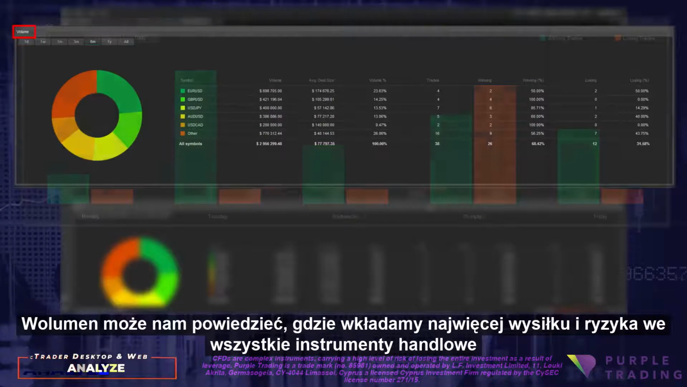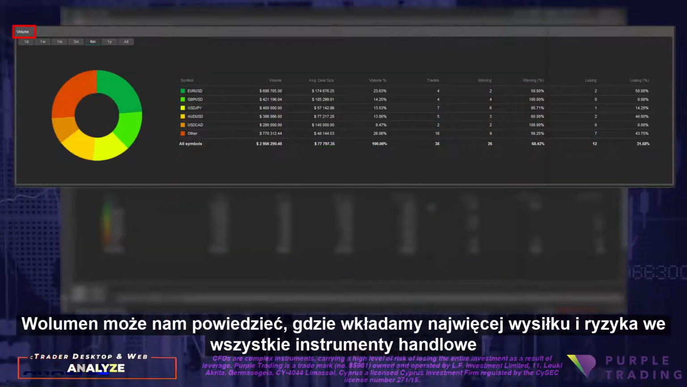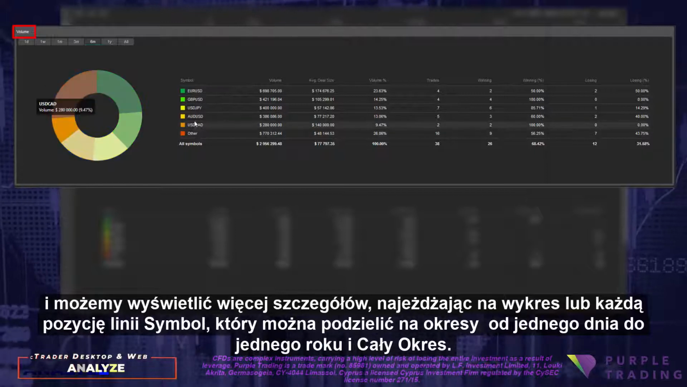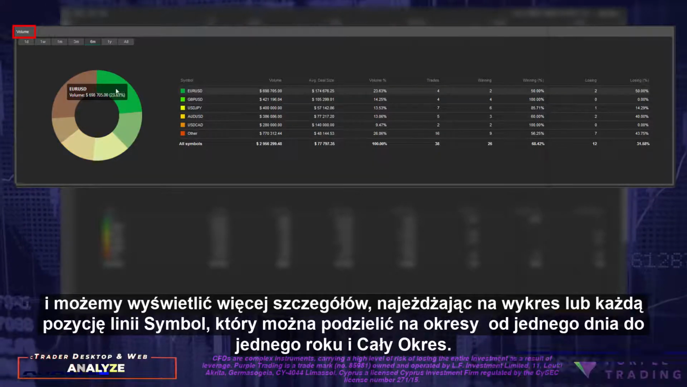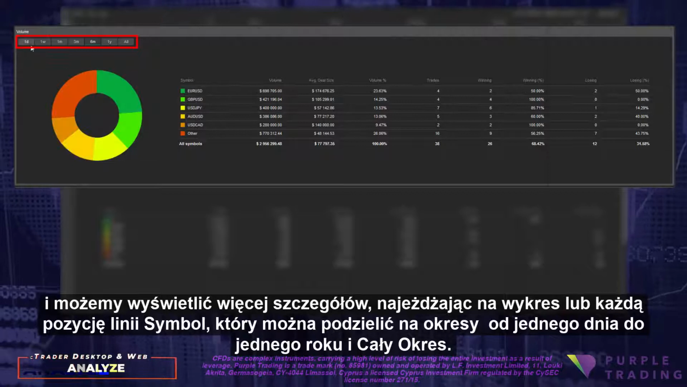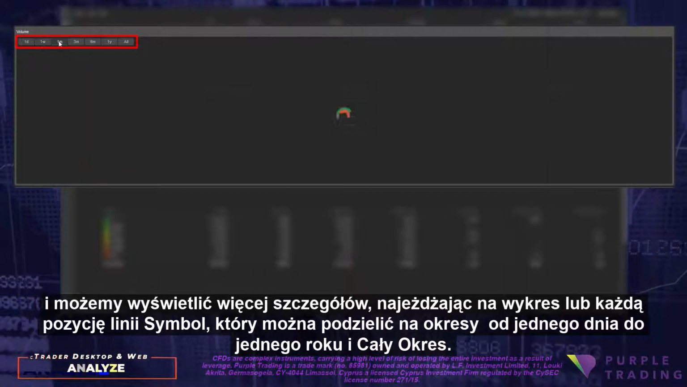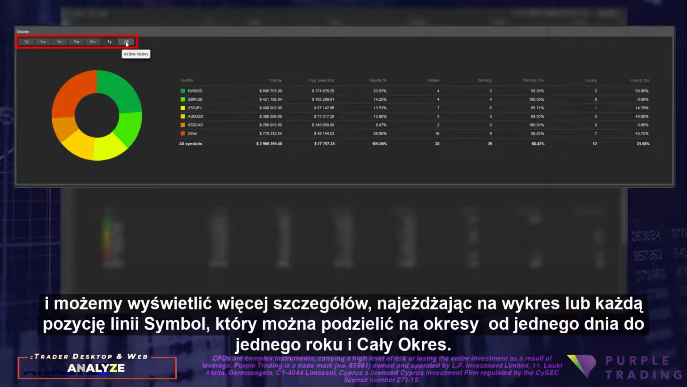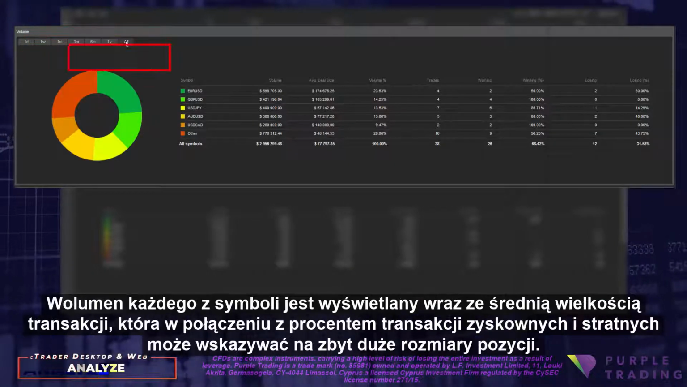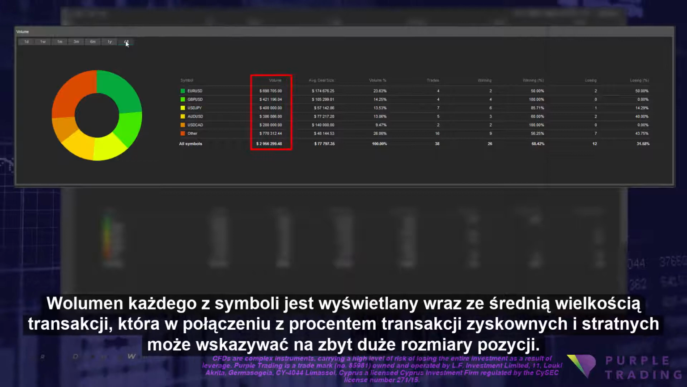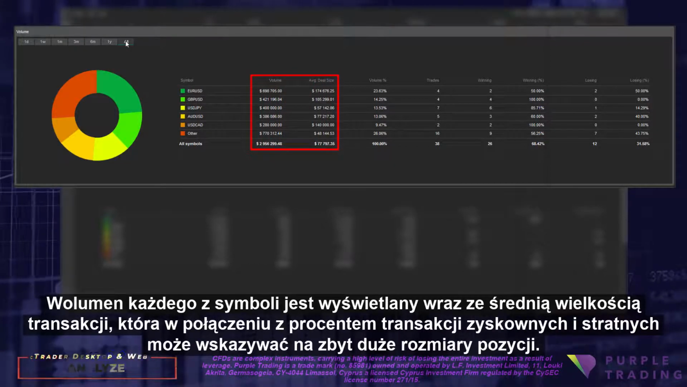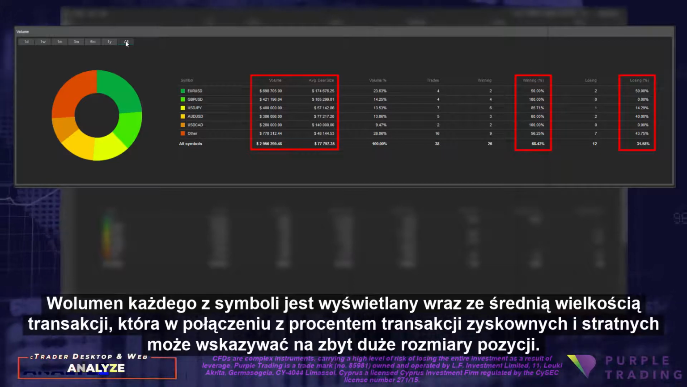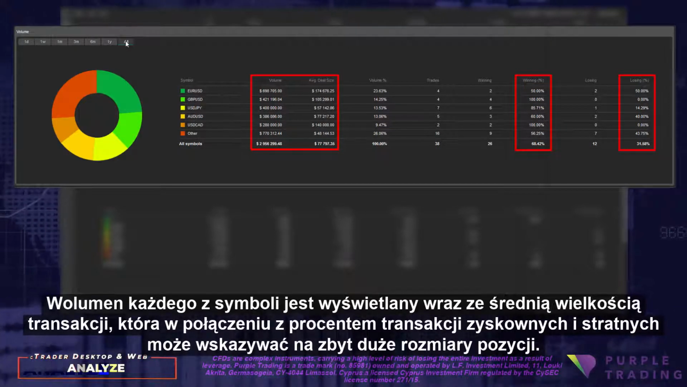Volume can tell us where we are exerting the most effort and risk in all traded instruments, and we may view more details by hovering over the chart or each line item symbol, which can be broken down by time periods from 1 day to 1 year and all time. The volume of each symbol is shown along with the average deal size, which, when combined with the percentage of winning and losing trades, may indicate position sizes that are too large.